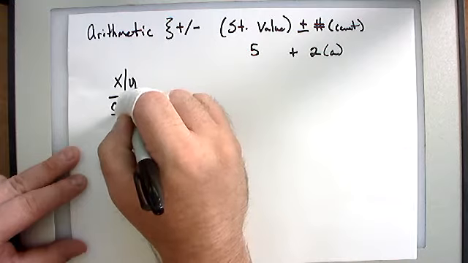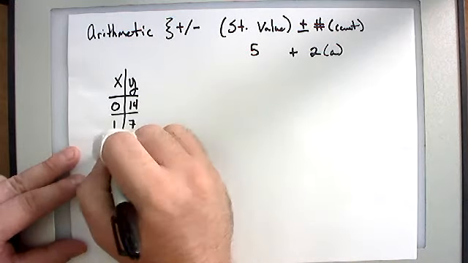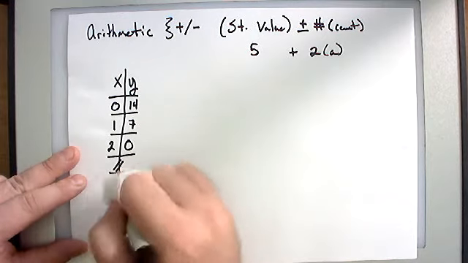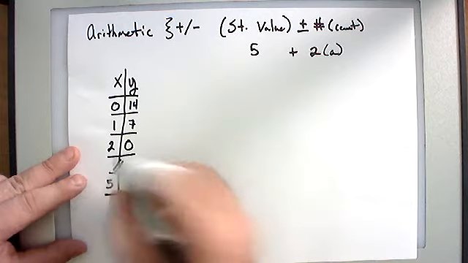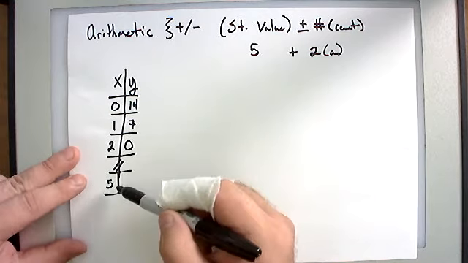Let's say we had 0 and 14, 1 and 7, 2 and 0, and then they skip a bunch and they'll ask you to fill out the 5th step, which again, we're not going to spend a lot of time doing, because you could simply just go, well, here's the 3rd step, here's the 4th step, here's the 5th step.